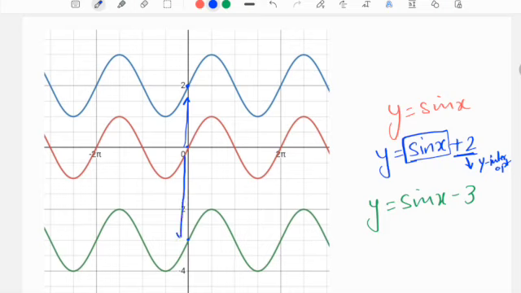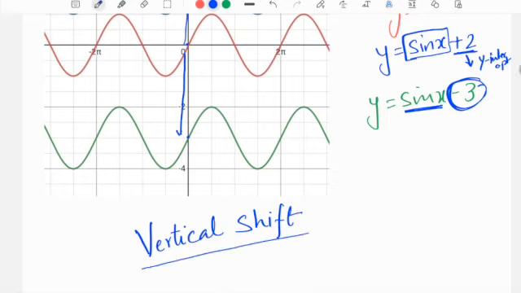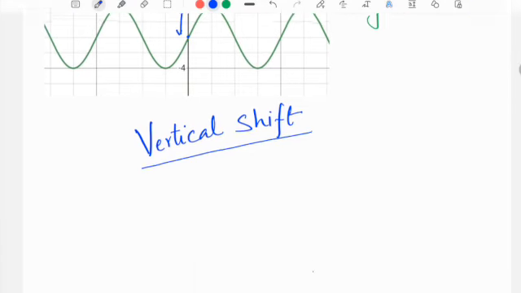All right, so if it is just the number added to the whole function, this is again shifting. So this will now be called a vertical shift, because the whole curve, the whole function, is shifting up or shifting down. It's not just the angle that is moving, it's the whole function which is going up and down. Okay, so that is vertical shift.